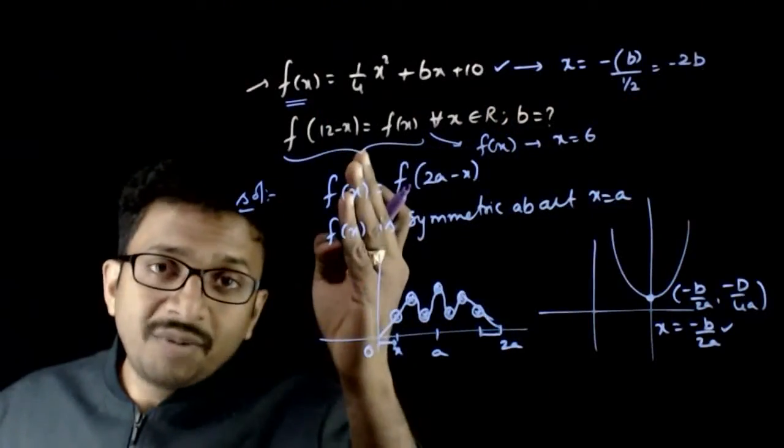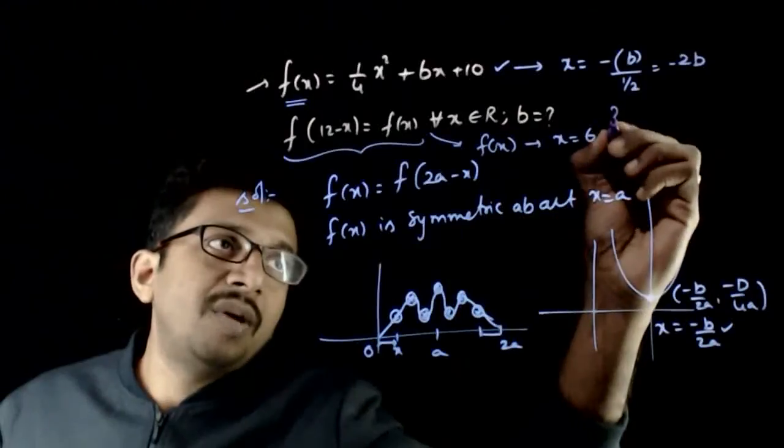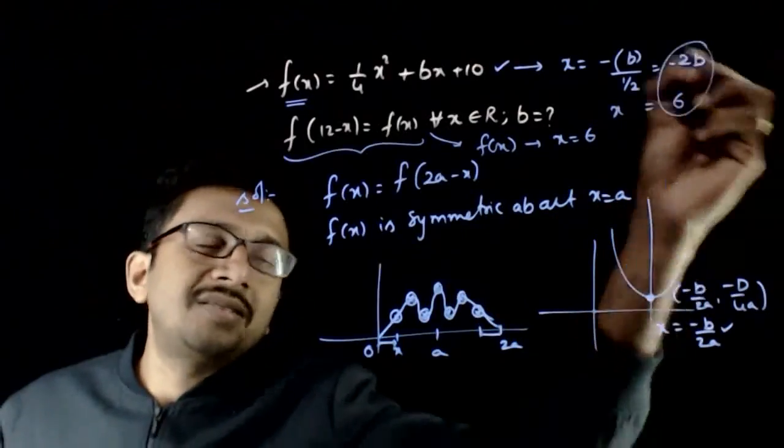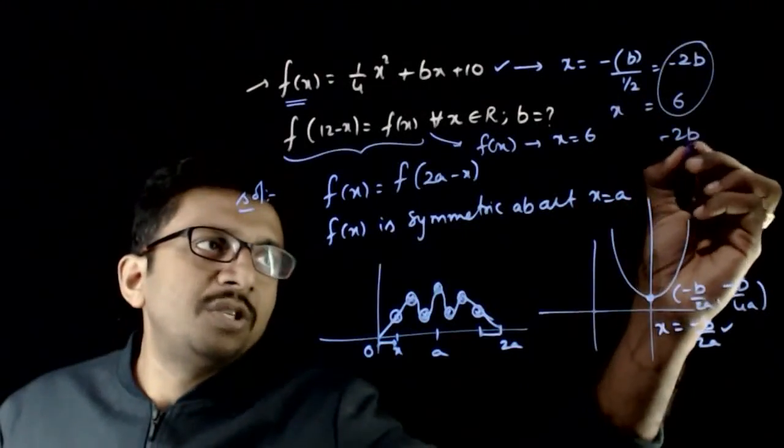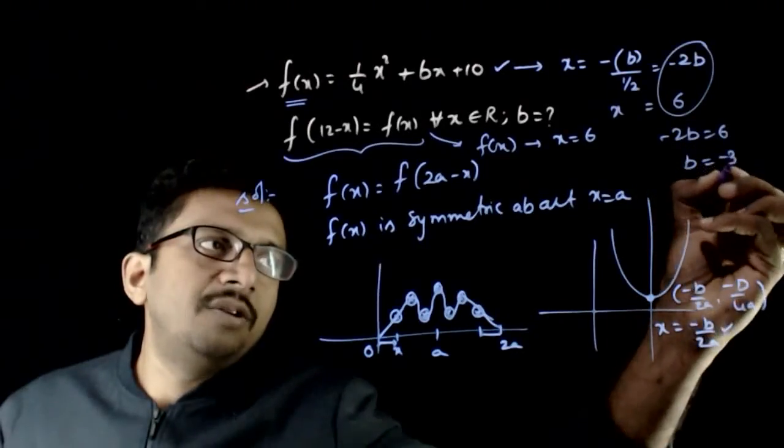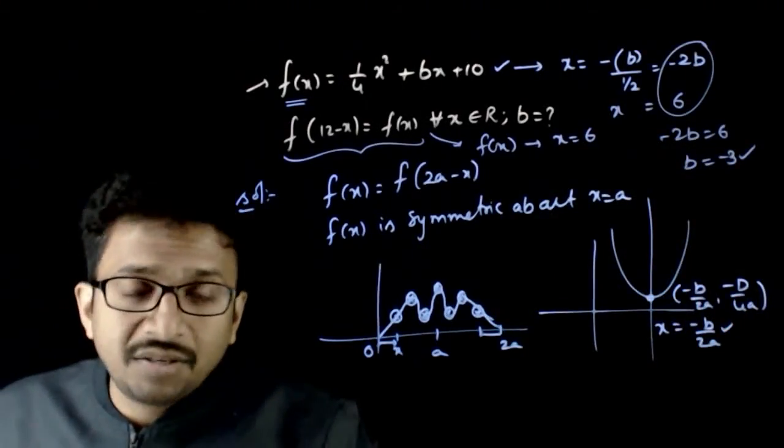But according to this information, the axis has to be equal to x is equal to 6. So let us equate these two. So minus 2b should be equal to 6. B should be equal to minus 3. So that's the answer to this question.